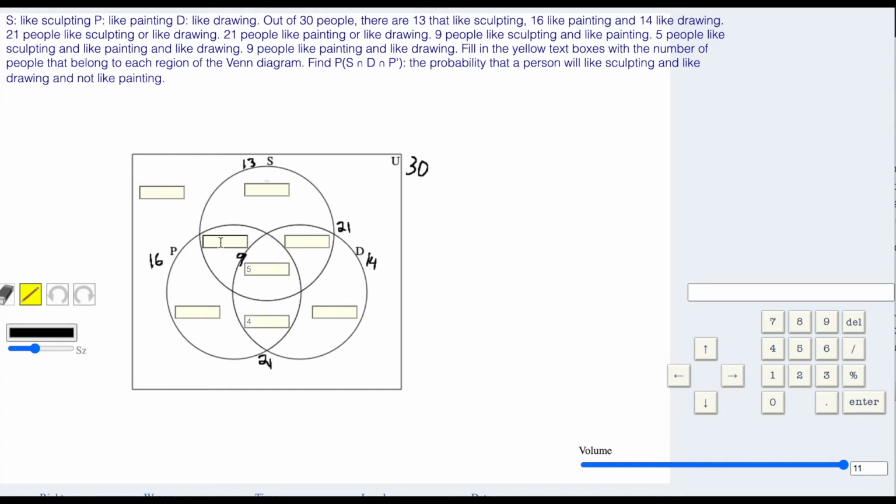We know that there's a 9 in this region. We have a 5 here. This has to be a 4 to add up to 9 as well. We have 16 that like painting, and so far, I have 9 plus 4 is 13. So this has to be a 3 to get us up to 16.